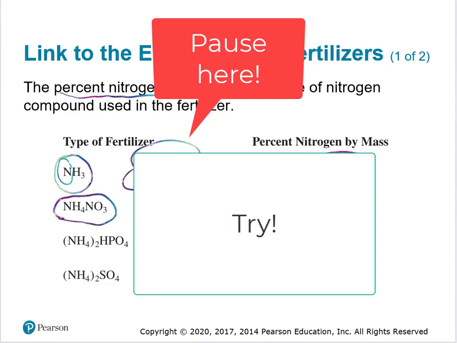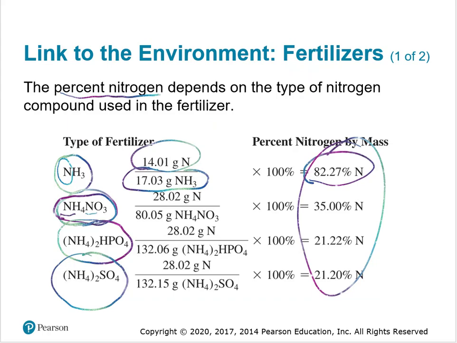Same with this one, ammonium nitrate. There are 2 nitrogens in this compound, but we need to find the whole mass as well of 1 nitrogen, 4 H's, another nitrogen, and 3 O's. Same with, let's find out the percentage of nitrogen in this compound and the percentage of nitrogen in this last one, ammonium sulfate. Take a minute and see if your answers match these.